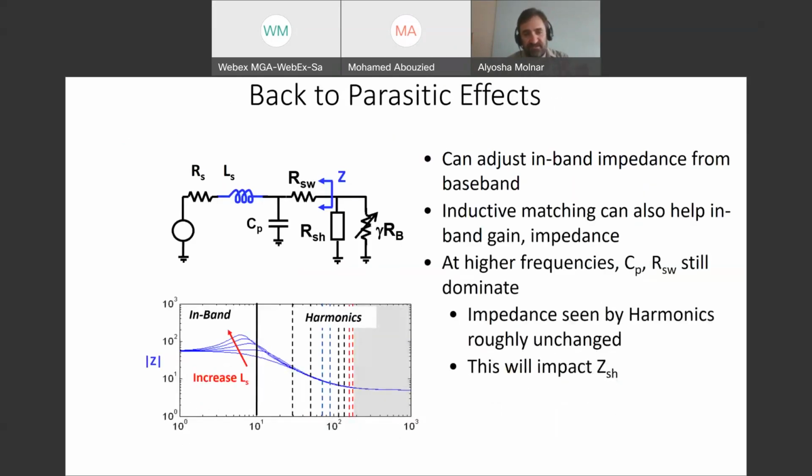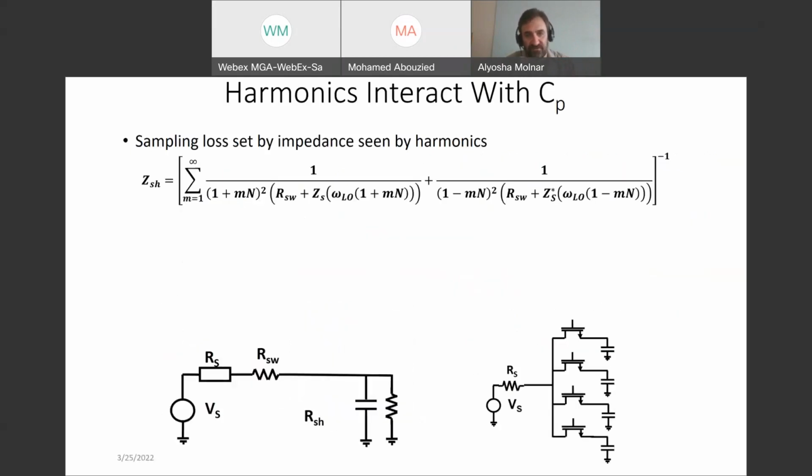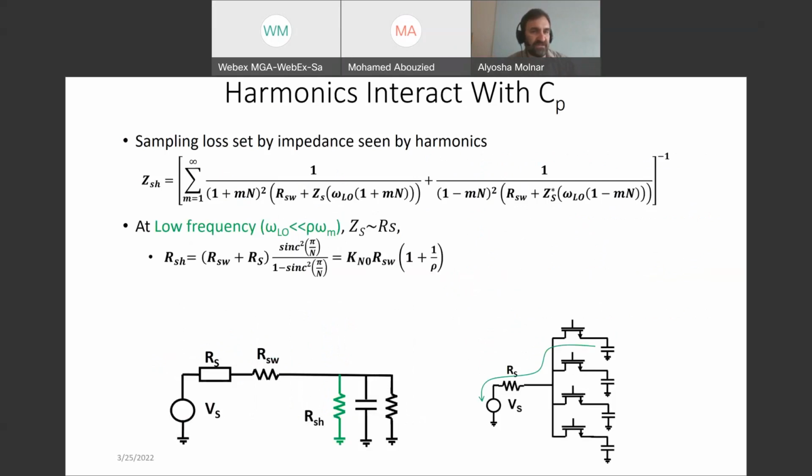So we can just do the math. We can just basically add up. Before I said that the shunting impedance basically just captured the loss at all the harmonics. For a simple RC case, I can do that same math. I can compute all those losses. I can just make this big giant sum. And I can look at two scenarios. I can look at the low frequency case, where I'm way below that omega m term, below rho omega m even. And down there, I get back the number I had before.